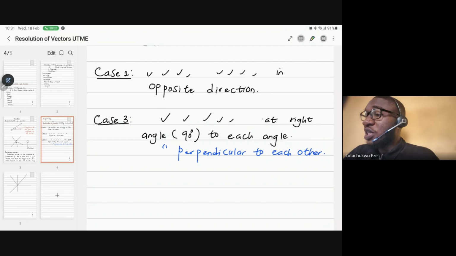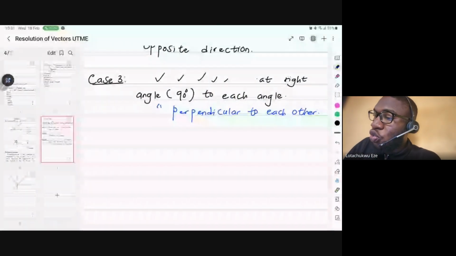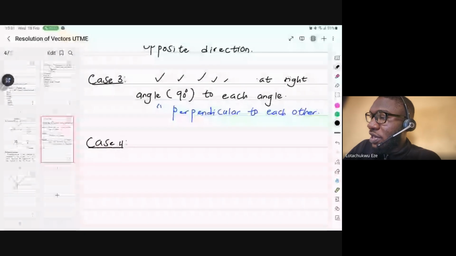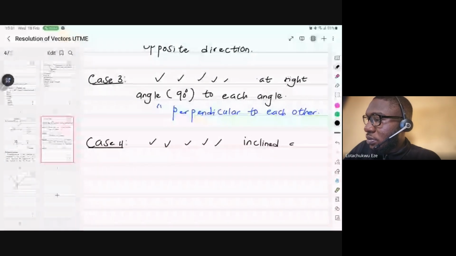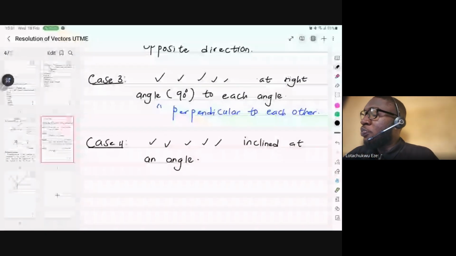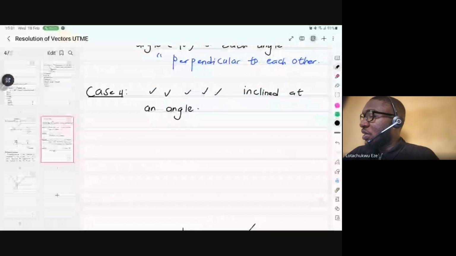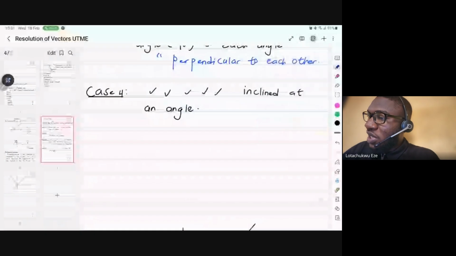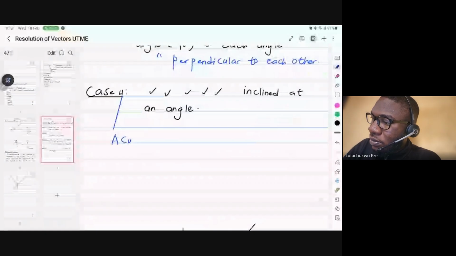All right, then the final case, which is case 4. So case 4 has to do with when they are inclined at an angle. 2 vectors inclined at an angle. And for this inclination, it can come in 2 ways. It can be obtuse angle, and it can be what? Acute angle. So, science students, what is an obtuse angle? It can be acute angle, and it can be obtuse angle.